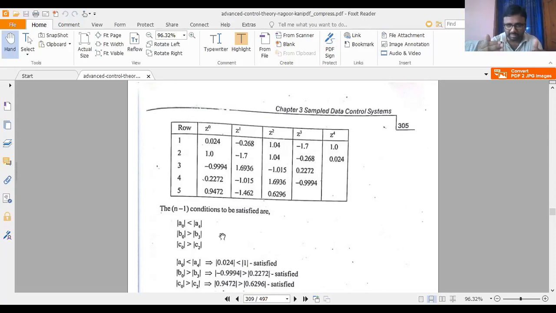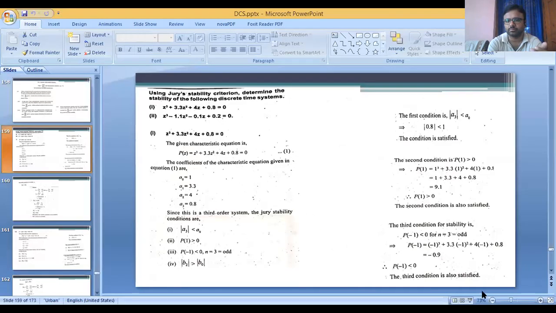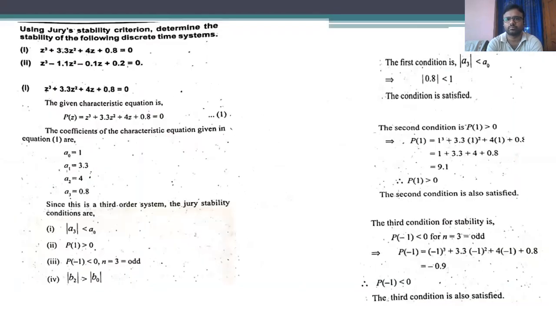In the next class, I will show those kinds of problems also. These are the problems regarding this.